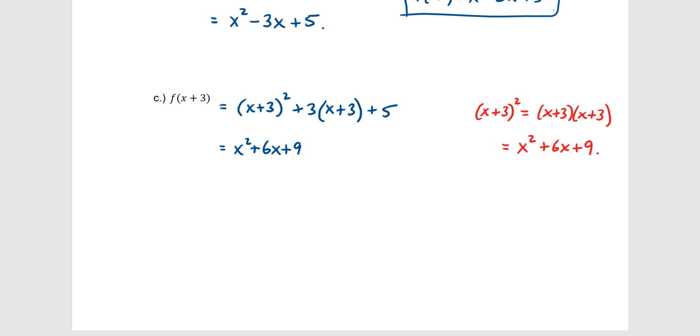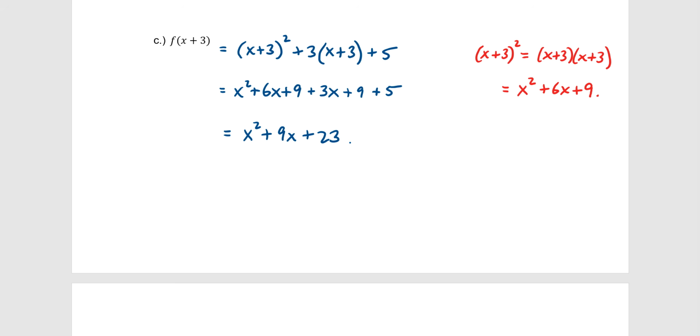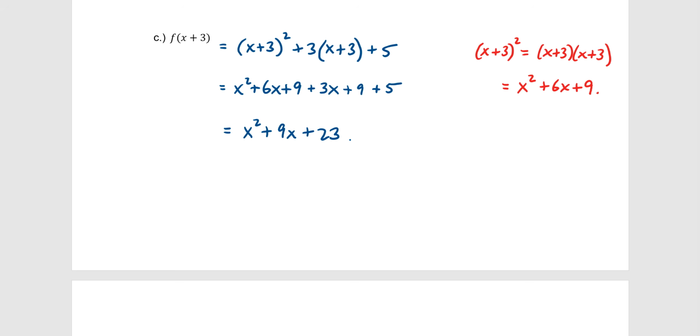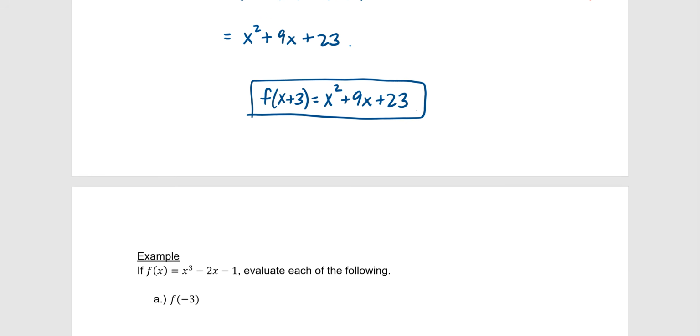Okay, so let's replace that in where that first term was. And for that second term, we're going to distribute the 3, so it's plus 3x plus 9 and then plus that last 5. And we're going to combine like terms here. And we get that f of x plus 3 equals x squared plus 9x plus 23. Okay, let's do a couple more here.